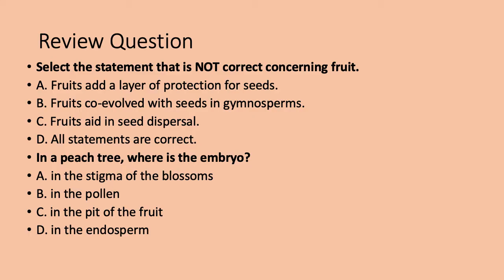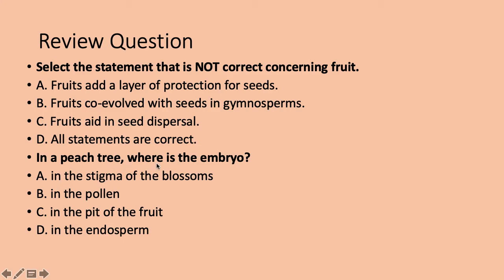Okay, so now I'm just going to talk awkwardly about review questions. All right, select the statement that is not correct concerning fruit. Okay, it's not A, because they do add a layer of protection. B, co-evolved with seeds and gymnosperms. I don't know. Gymnosperms don't produce fruits. Fruits aid in seed dispersal, that's correct. It's got to be B, because gymnosperms do not have fruits.